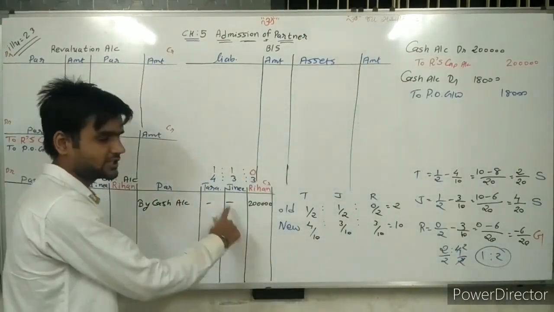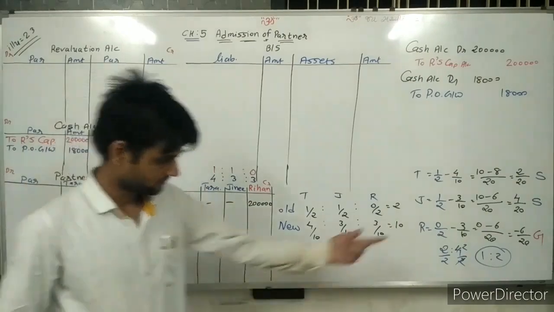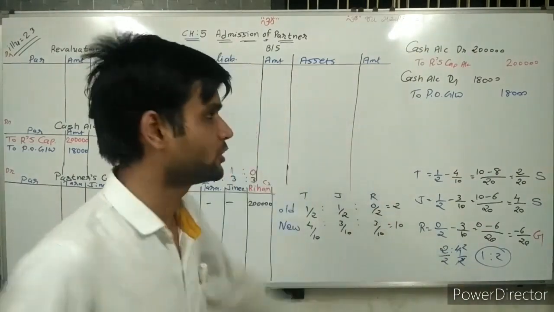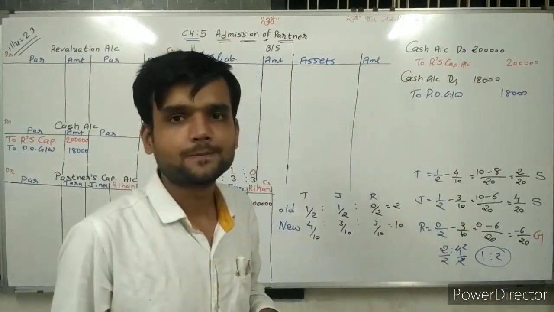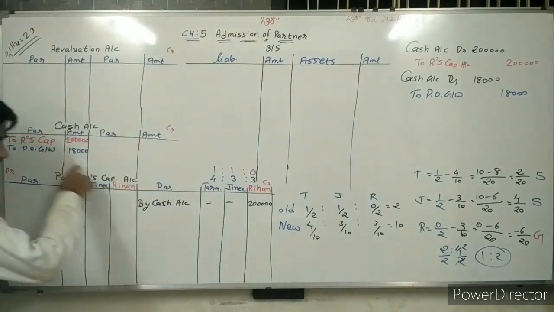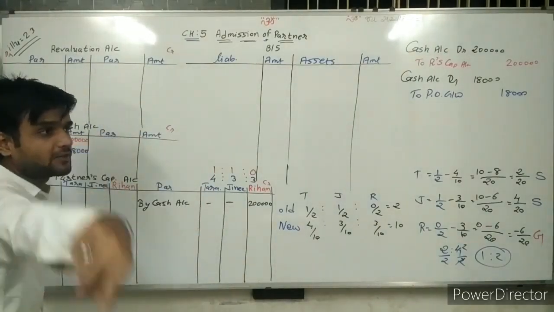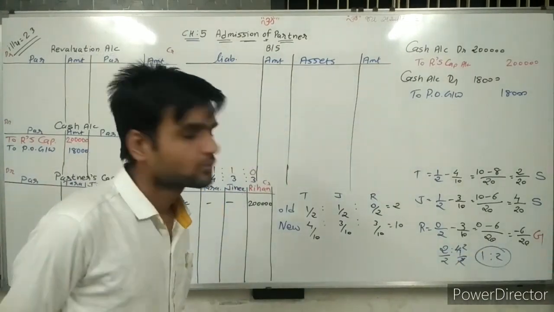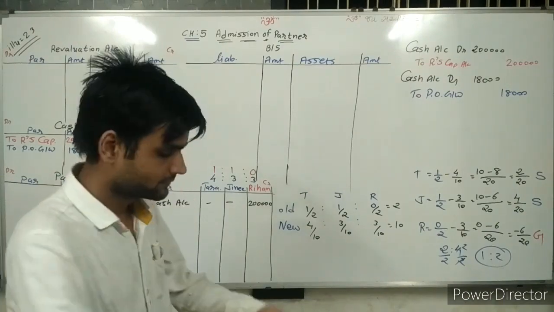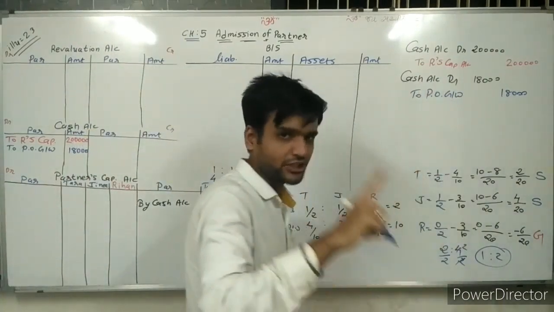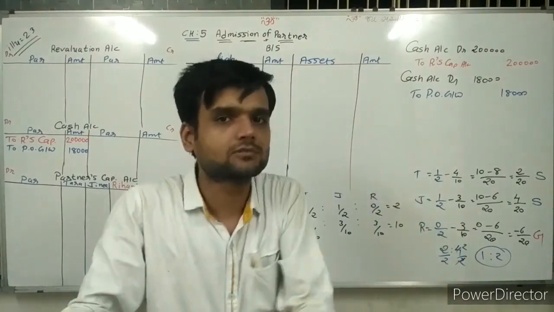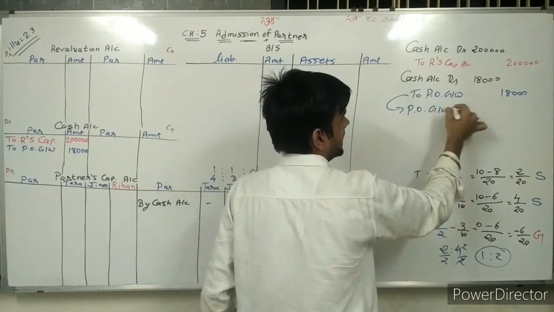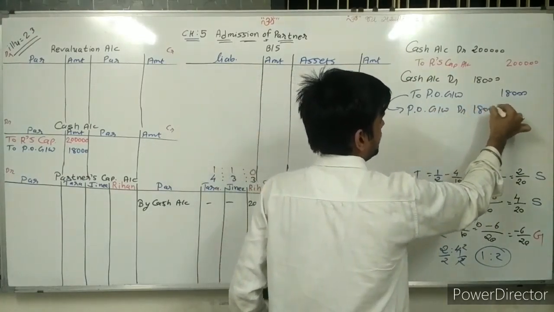So the sacrifice of Tarana and Jinisha is what? 1:2. In this ratio we are distributing the value of goodwill. This 18,000 we are distributing among the partners in their sacrifice ratio, and that ratio is 1:2. So, writing the journal entry again, sir: premium of goodwill credited 18,000. Now we are distributing it, so debit it. Premium of goodwill account debited 18,000.